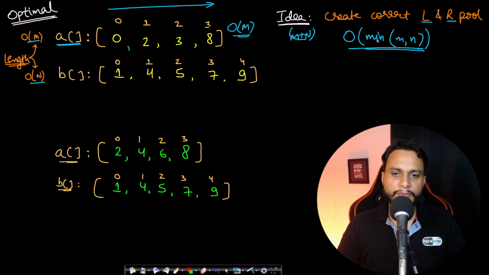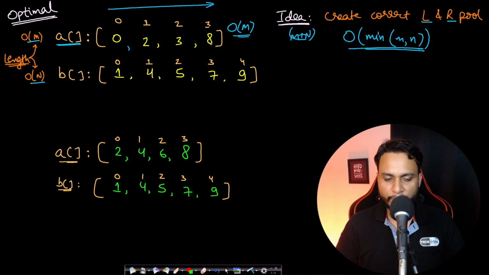But this is not the optimal approach. The optimal approach asks you about the logarithmic order solution. So this is again not optimal. Now what we can do is, instead of finding out the correct partition from left to right, since this is a sorted array, we can apply binary search on this.